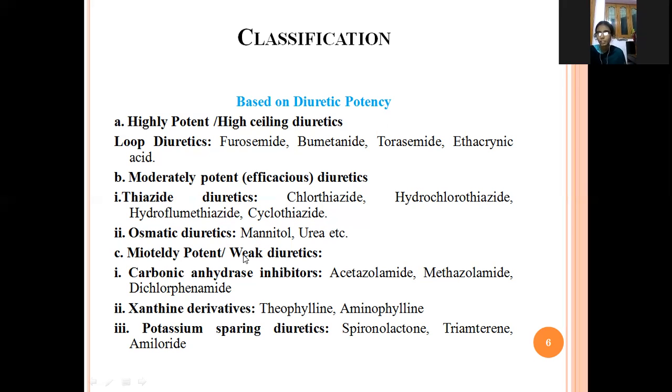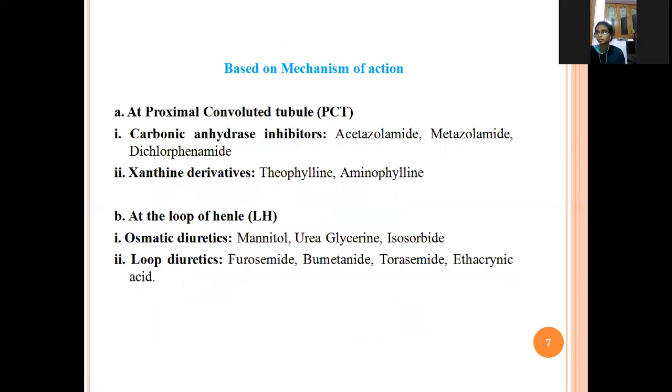So next one is weak diuretics. In this, first one, carbonic anhydrase inhibitors. Examples are acetazolamide, methazolamide and dichlorphenamide. Second one is xanthine derivatives, theophylline, aminophylline. Next one is potassium sparing diuretics. In this, examples are spironolactone, triamterene and amiloride. So next, based upon the mechanism of action.